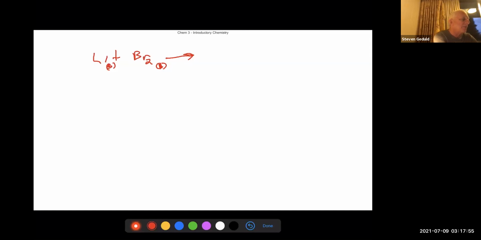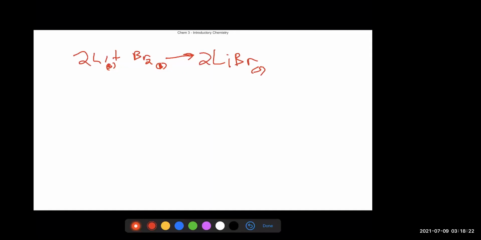Okay, so lithium plus Br2 goes to LiBr, lithium bromide. I said write the balanced equation, and lithium bromide is a solid. So you put 2 in front of here, 2 in front of here. Again, that's not a good question because bromine could be Br2 or Br. It could be a gas or it could be the liquid phase. A lot of the questions on the homework are not very direct, so it makes it kind of hard for us.